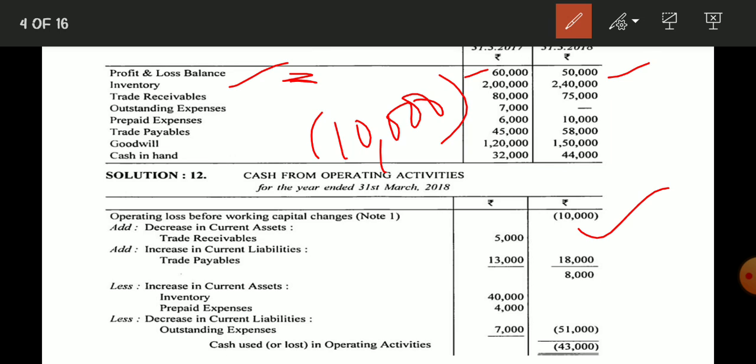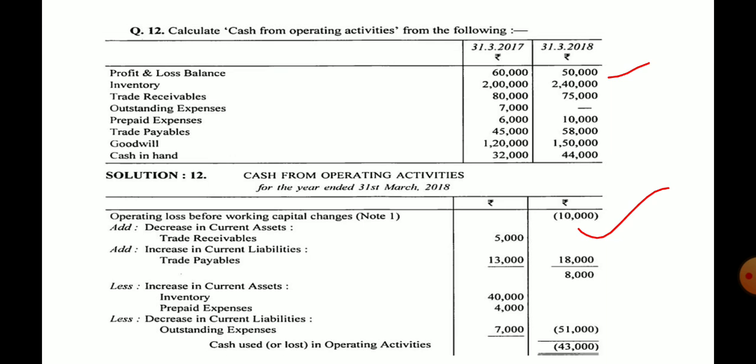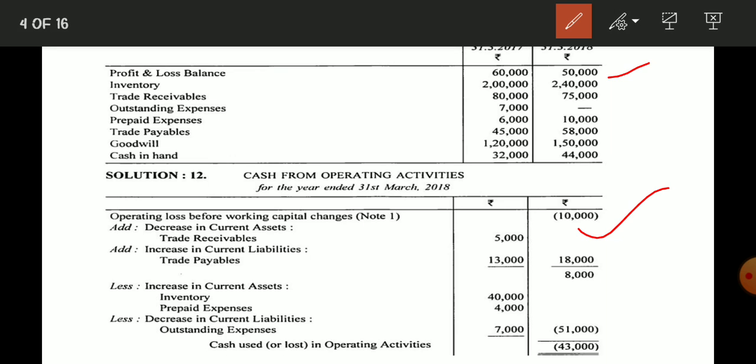Check where there is a decrease in current asset. Trade receivable is 80,000 to 75,000. It is a decrease in current asset, so it will be added back, 5,000. Add increase in current liability, trade payables. It will be added back because it will increase.